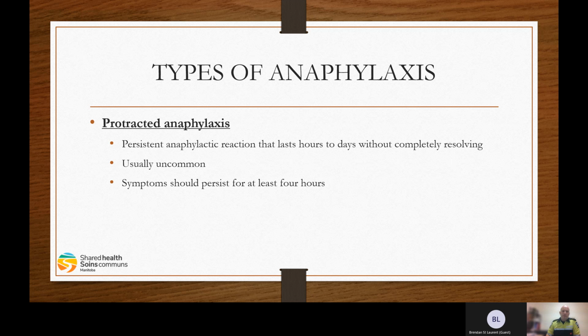Then we have protracted anaphylaxis. This is a persistent anaphylactic reaction that lasts hours to days without completely resolving. It's not very common, and to actually be diagnosed, they have to have symptoms for at least 4 hours. What this can mean is that we give therapy and may resolve a lot of the issues, but they're not totally gone. These are patients that you give epinephrine, their breathing's good, but they've still got lots of itchy hives and a little bit of swelling elsewhere in the body. If it just keeps going on, even though we're treating it, then it's considered protracted anaphylaxis.